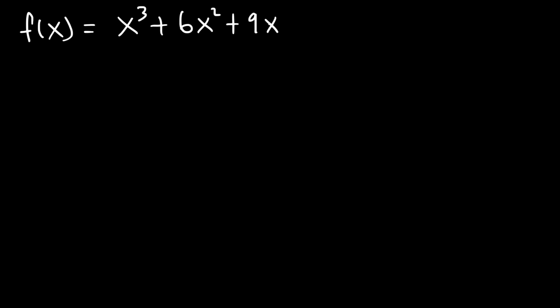So let's plot this particular polynomial. Let's say that f of x is equal to x cubed plus 6x squared plus 9x. Go ahead and graph it. Now the first thing I'm going to do is find the x-intercepts. So I'm going to factor out the GCF, which is x. And I'll be left over with x squared plus 6x plus 9.